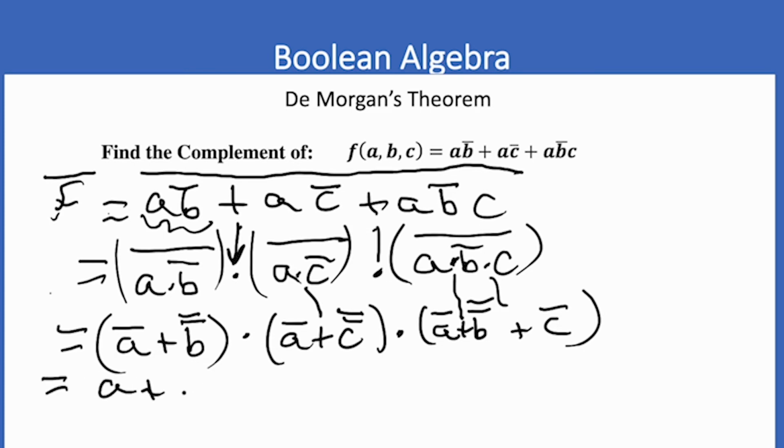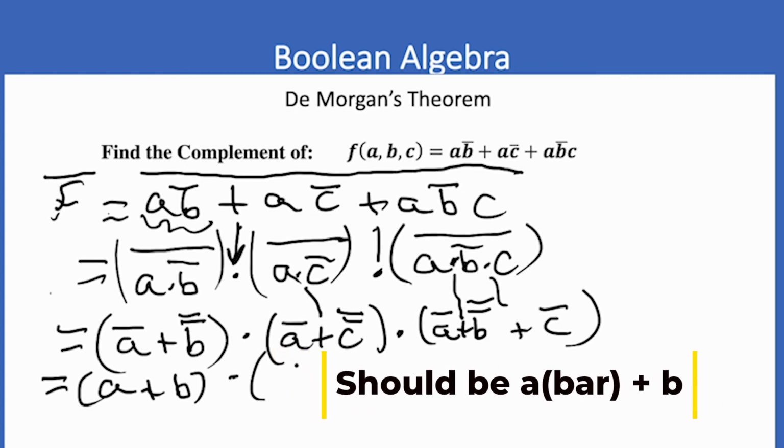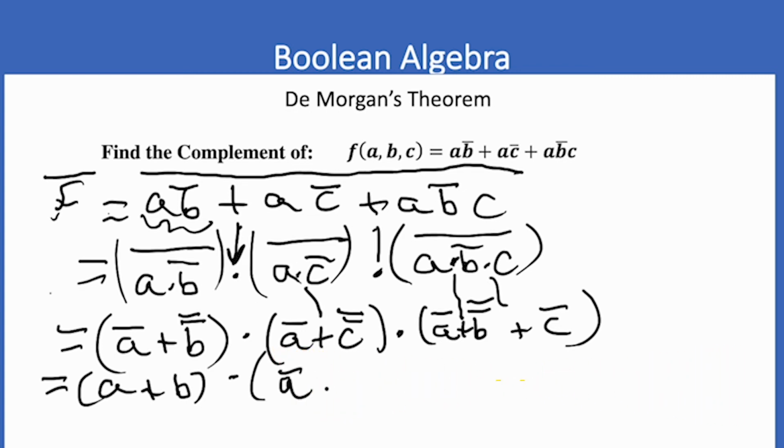Okay, let's rewrite this. A plus B double bar is equal to this B, times A bar plus C double bar is a C, times A plus B double bar is a B plus B plus C bar. I'm sorry, A bar plus B plus C bar. Believe me, you miss one of those, the whole thing is messed up. Okay, so that's the final answer right there.